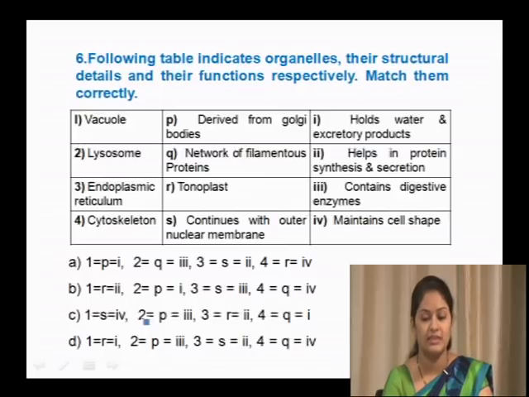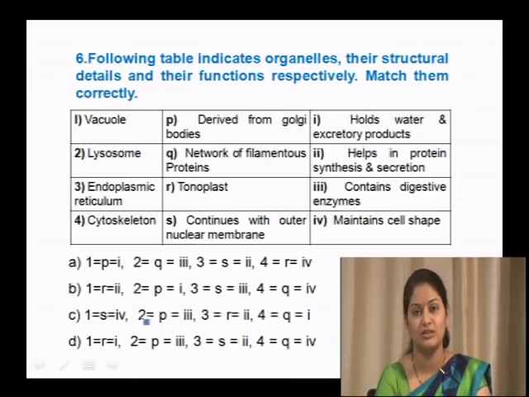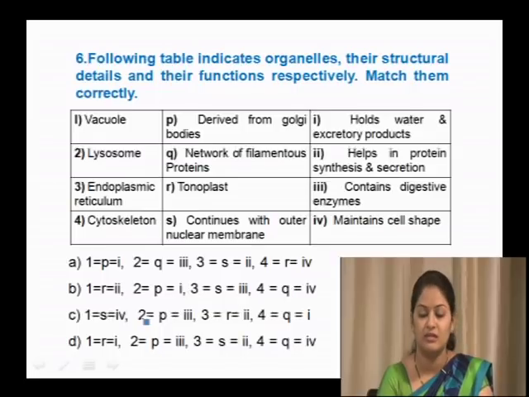Next comes the table which indicates the organelles in the first position, and the middle table indicates their structural details, and the third table indicates their functions. Now we are supposed to match them. Vacuole is the first option there, then comes lysosome, third one endoplasmic reticulum, fourth one is the cytoskeleton, and in the middle table we have: they are derived from Golgi bodies, network of filamentous proteins, tonoplast, and the last one is continuous with the outer nuclear membrane.